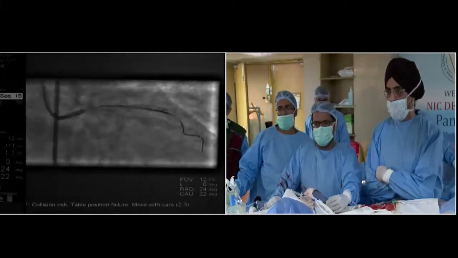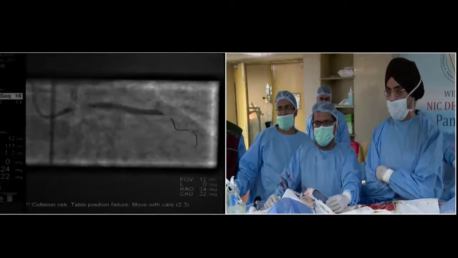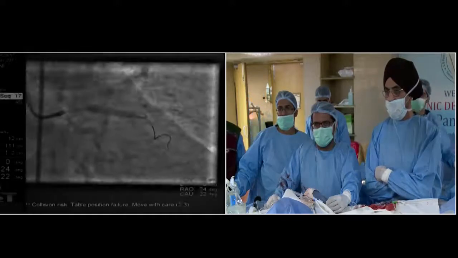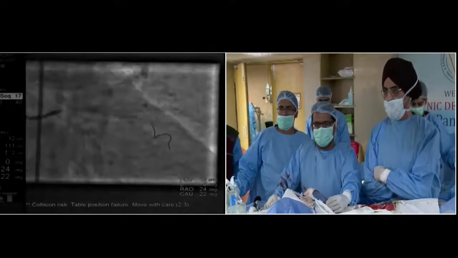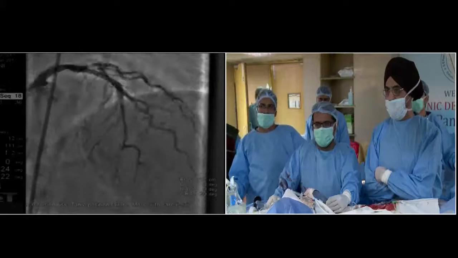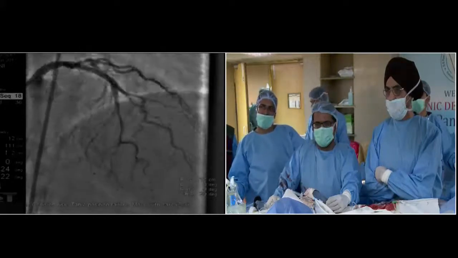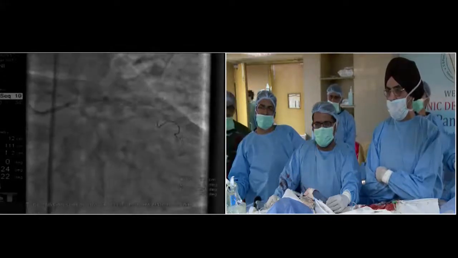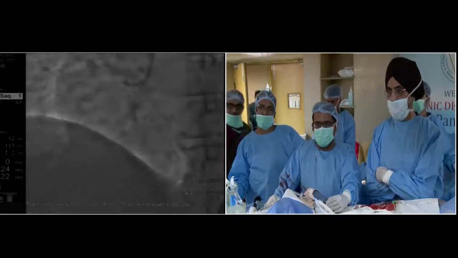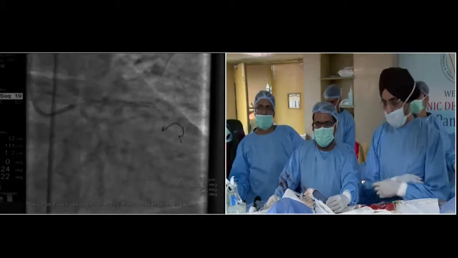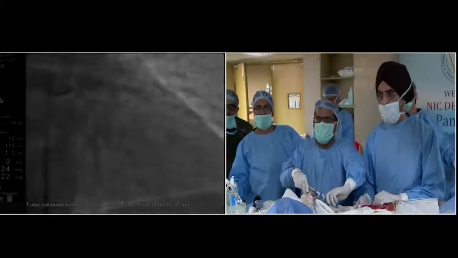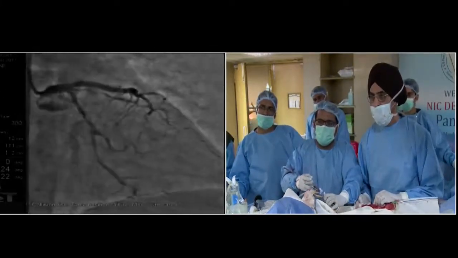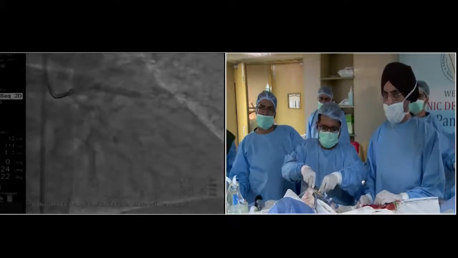This is a good deployment at 12 atmospheres. Post-dilated it. So this is where we are now. We have achieved a great result on the LAD. We can show you the last picture here. And we proceed to the circumflex.